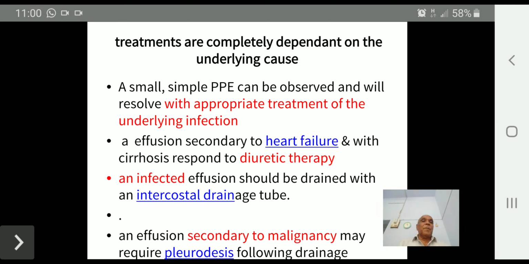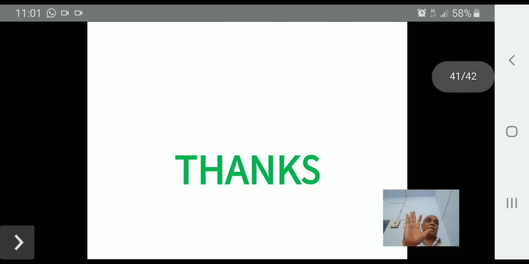Our treatment depends on the underlying causes. A small, simple parapneumonic effusion can be observed and will resolve with appropriate treatment of the underlying infection. If you suspect congestive cardiac failure, you should consider diuretic therapy. If you suspect infected effusion, it should be drained with an intercostal drainage tube. If effusion is secondary to malignancy, the patient requires pleurodesis following the drainage. Thank you.